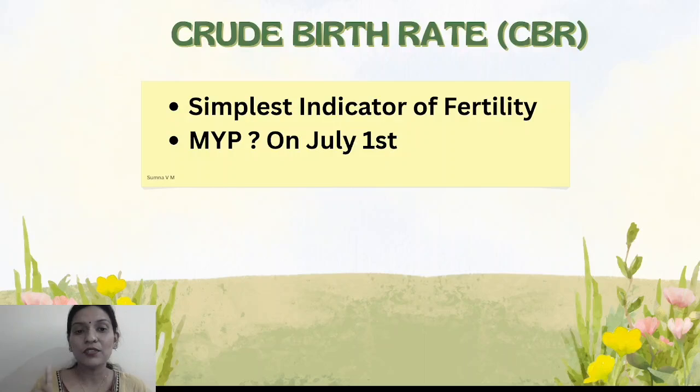So what's the disadvantage of crude birth rate? See, the denominator has both male and female, but male population are not exposed to the risk of childbirth. Okay, so we need a better indicator.